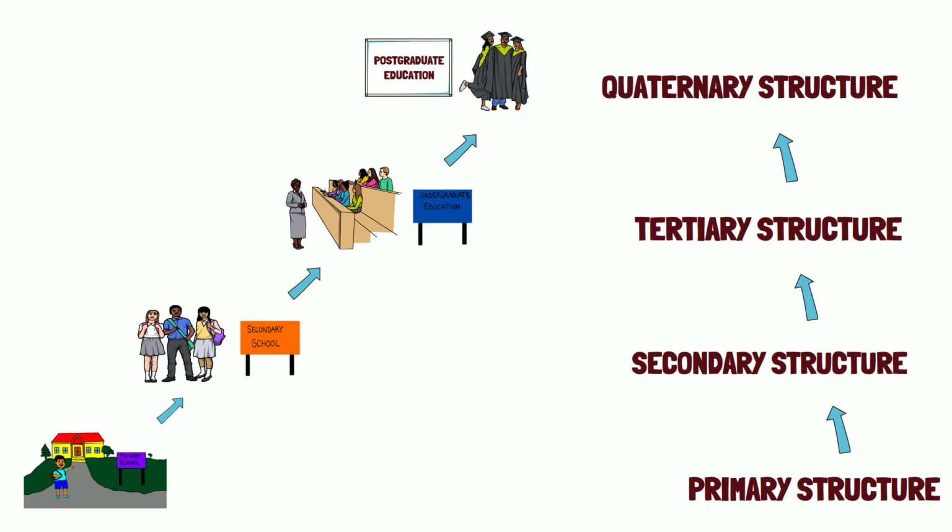Now you can notice the similarity between education and structure of proteins. Primary school education is just like the primary structure of proteins. Secondary school education is just like the secondary structure of proteins. Undergraduate education is similar to the tertiary structure of proteins. And postgraduate education is just like the quaternary structure of proteins. It is the most complex and advanced level.